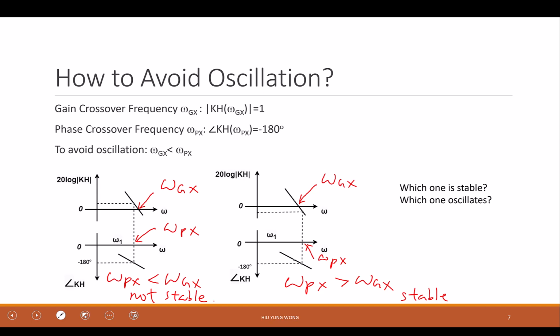It's difficult to memorize this relationship, but memorize it by the physics, right? I want it to have small gain before it reaches negative 180. It means that before it becomes a positive feedback. Then it's easy to memorize. So in this particular case, you see that when the phase reaches negative 180, the gain is still larger than 1. It means I start having positive feedback when the gain is large.